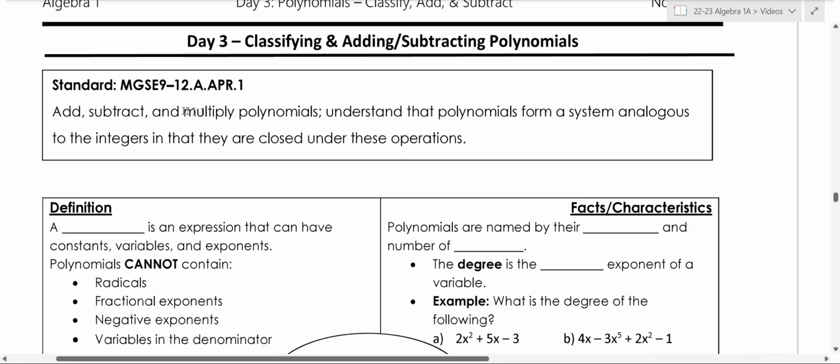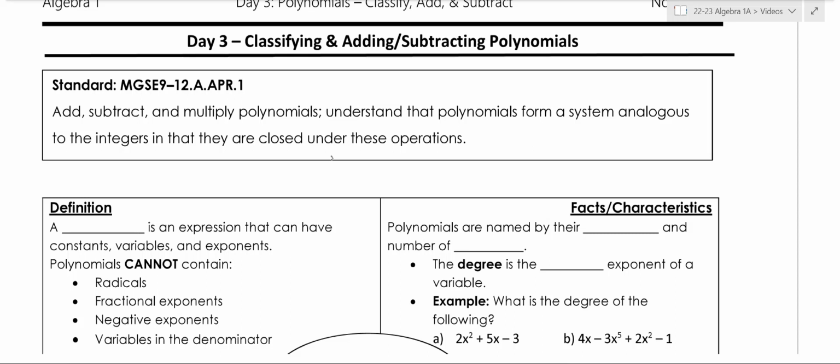Adding and subtracting and multiplying polynomials; dividing, we're going to save that for algebra 2. You understand that polynomials form a system that is analogous to the integers. What? They form a system that is very similar to the positive and negative numbers. Analogous to the integers just means that the polynomials work the same way as the numbers that we were taught in elementary and middle school.